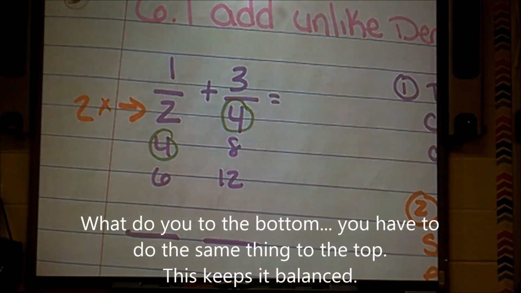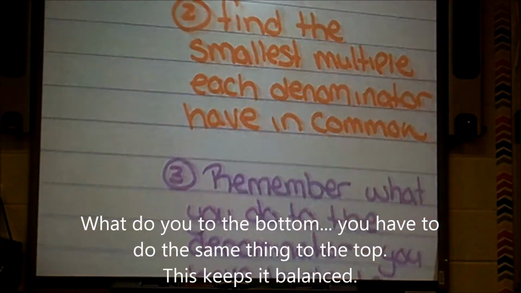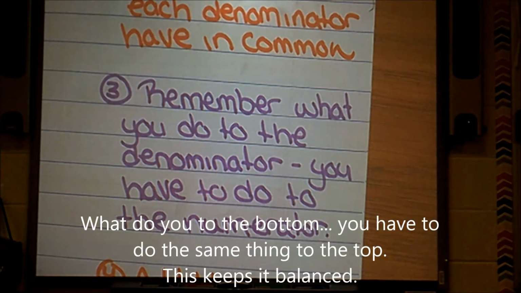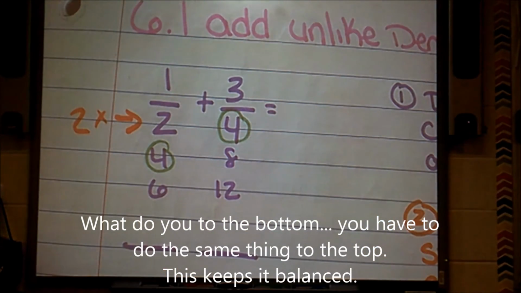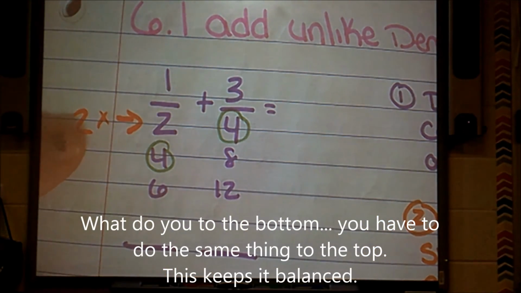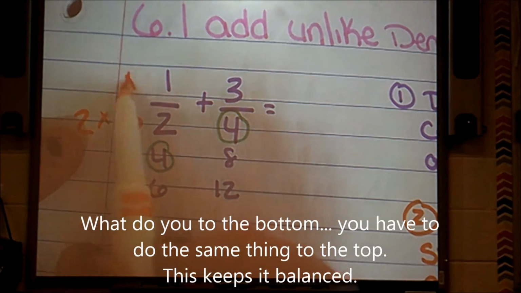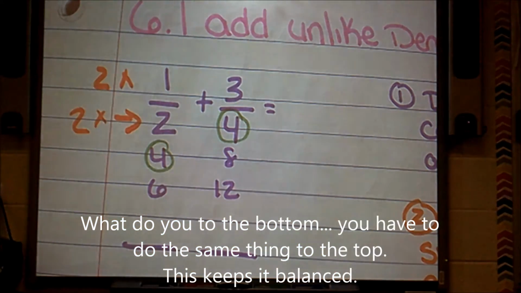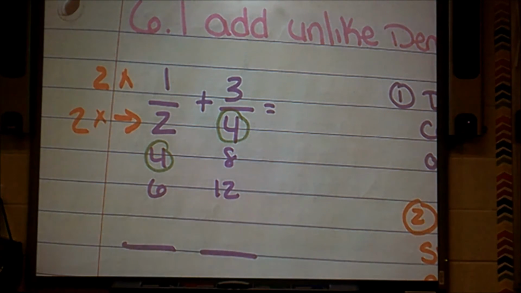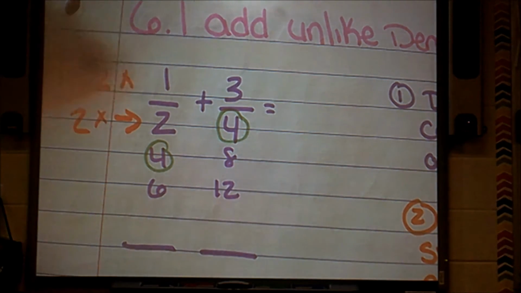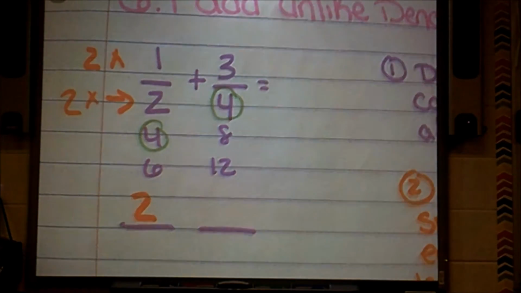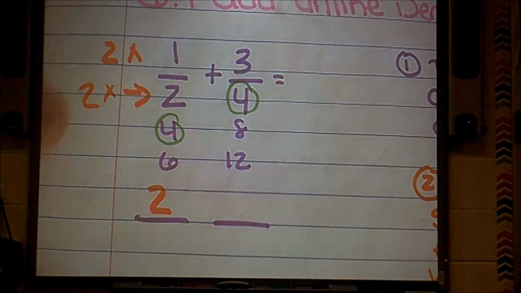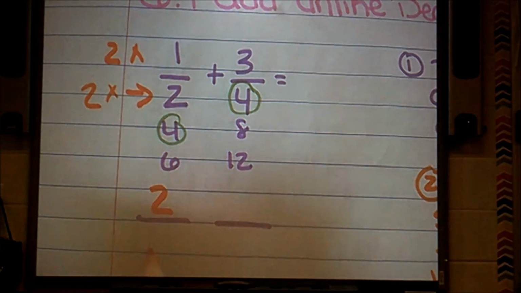And this takes me to my next step. My next step says to remember, what you do to the denominator, you have to do to the numerator. So if I'm going to multiply my denominator by 2, I have to multiply my numerator by 2 as well. So when I multiply my numerator times 2, I get 2. 2 times 1 gives me a product of 2. And my denominator, 2 times 2, is now 4.